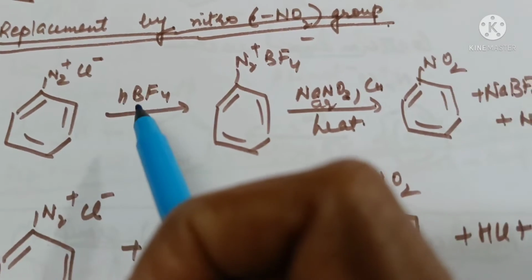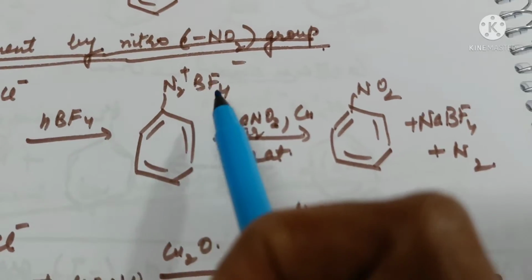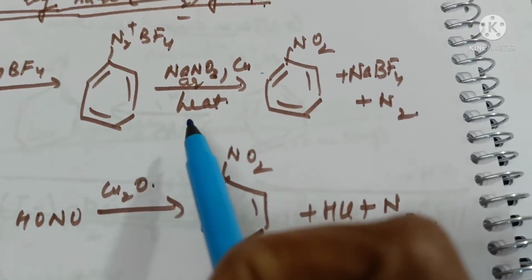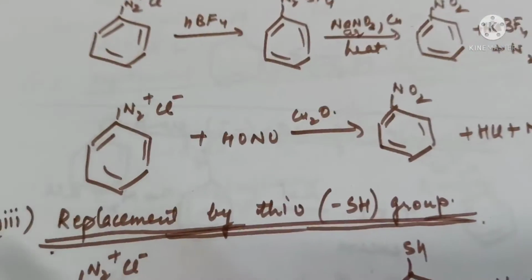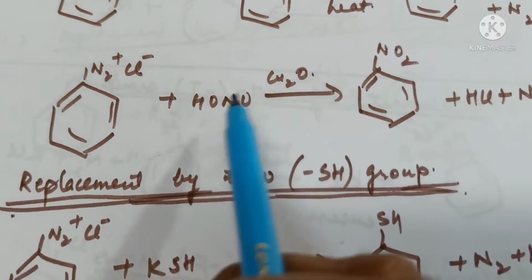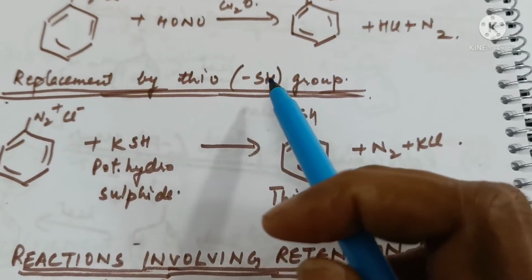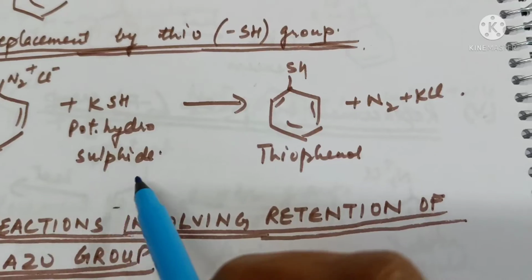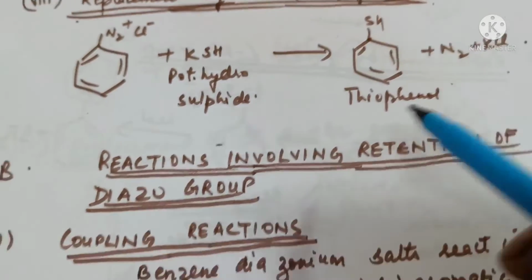Benzene diazonium chloride on treatment with fluoroboric acid will form benzene diazonium fluoroborate, which on reaction with sodium nitrite in presence of copper on heating forms nitrobenzene, sodium fluoroborate and nitrogen. Similarly, benzene diazonium chloride, if heated in presence of cuprous oxide with nitrous acid, can form nitrobenzene. Replacement by thiol group, SH group. So benzene diazonium chloride on treating with potassium hydrosulfide will form thiophenol, nitrogen and KCl.